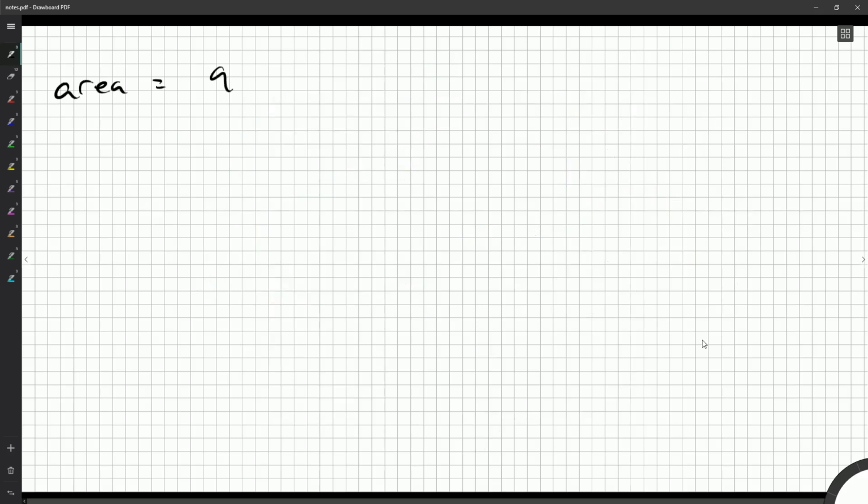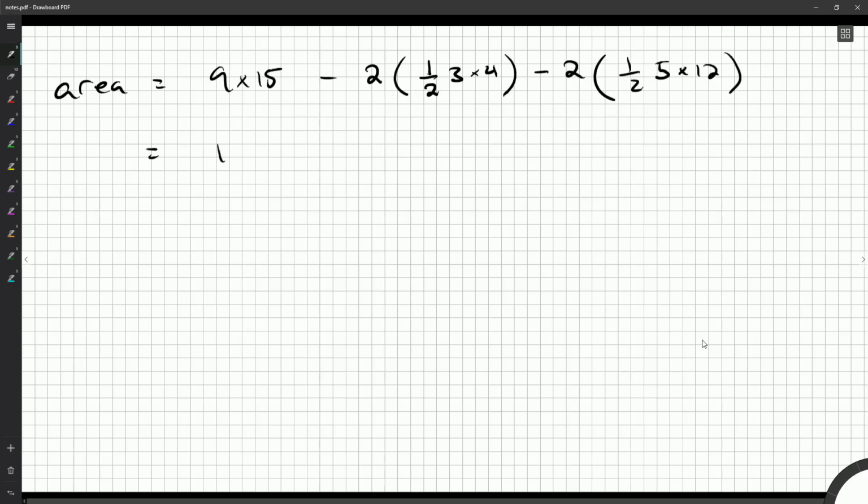So we're going to want 9 times 15 minus 2 triangles in the corner that are 3 by 4, so 1/2 base of 3 times height of 4, and then minus 2 triangles, the other 2 corners, that are a base of 12 and a height of 5. So what are we going to have? Well, we'll have 9 times 15, so that'll be 135, minus the 2 and the halves will cancel out.